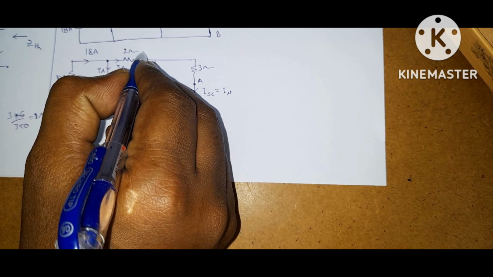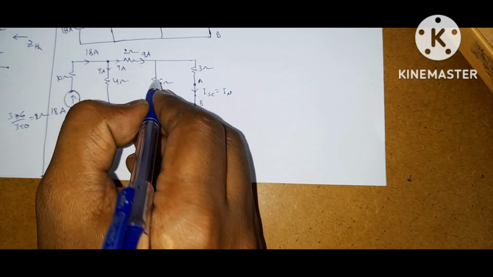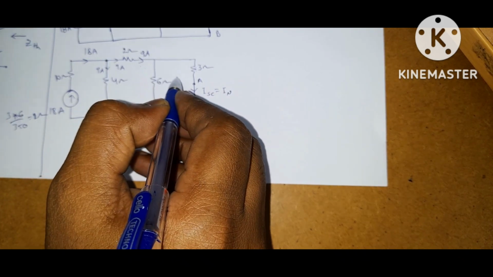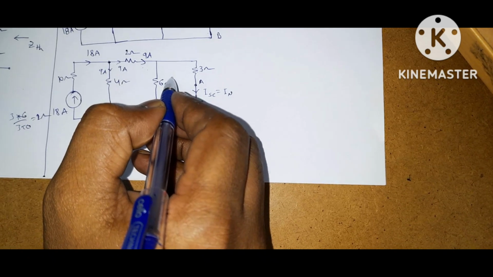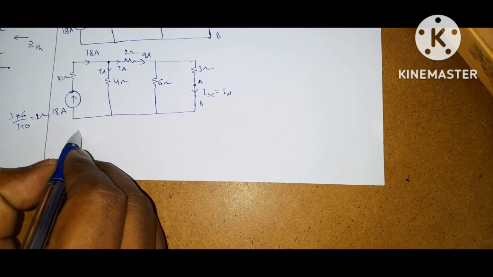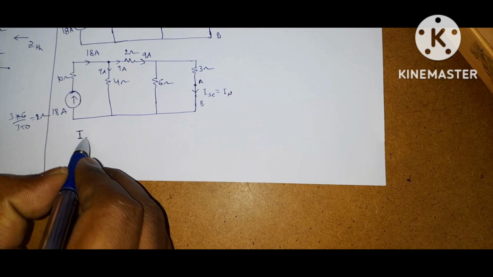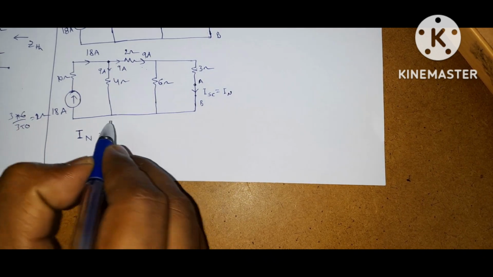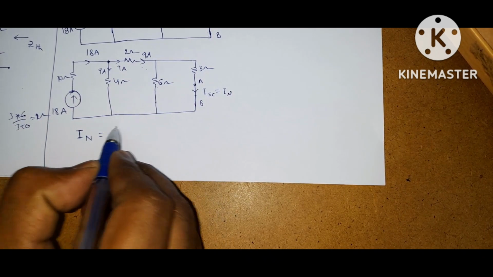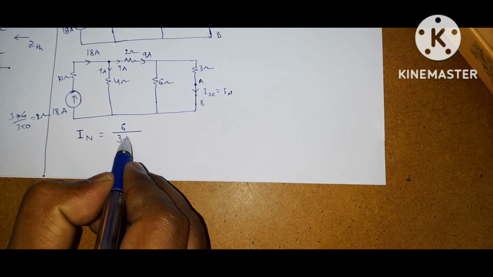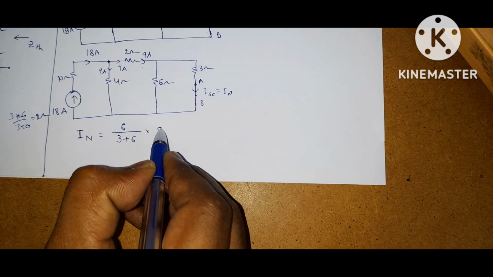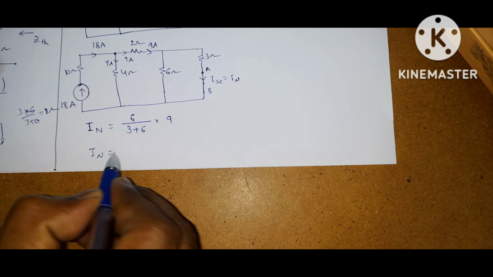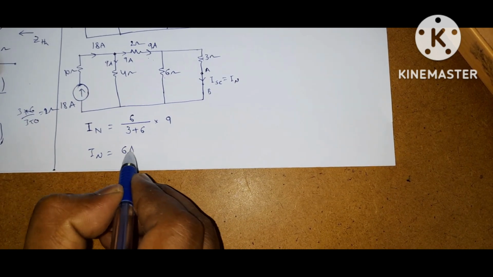Now coming to here, this is 9 amps. Here two resistors are connected in parallel. We can apply the current division rule. So by the current division rule, what is the Norton current? I Norton is equal to the opposite resistance by the total resistance into the total current. So what is the Norton current? 6 amps.